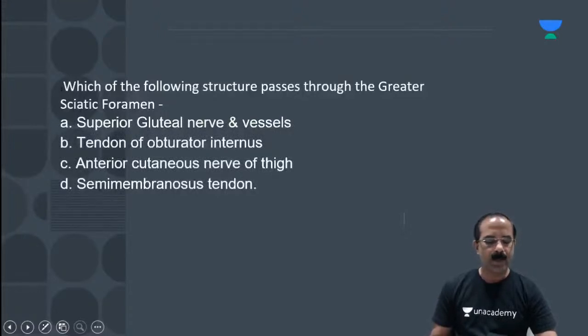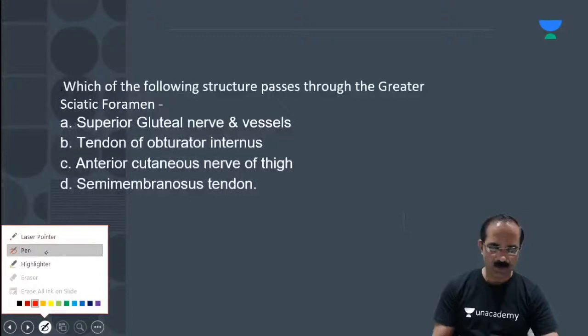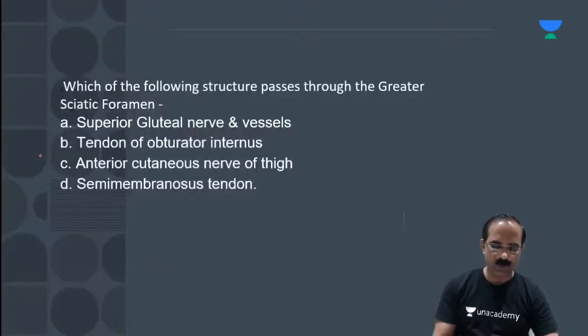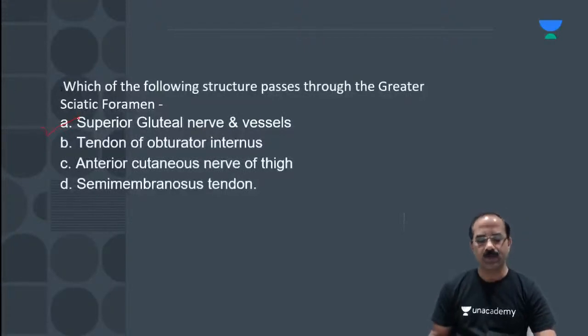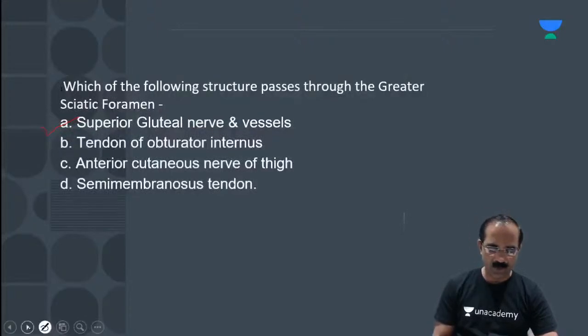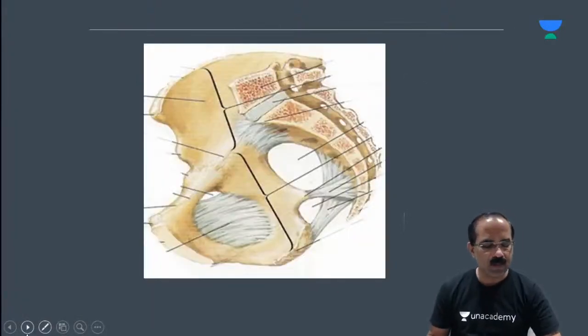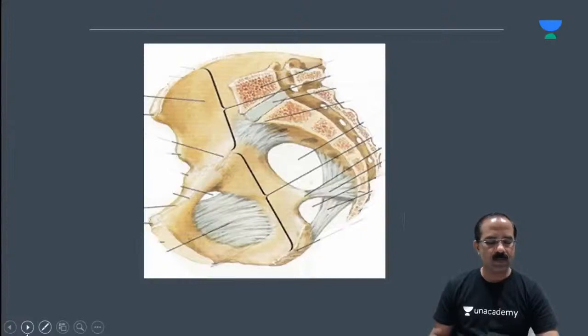The answer is superior gluteal nerve and vessels. This is the one which is passing through the greater sciatic foramen. Have a look at the slide and try to understand this, students. Answer is A for this.